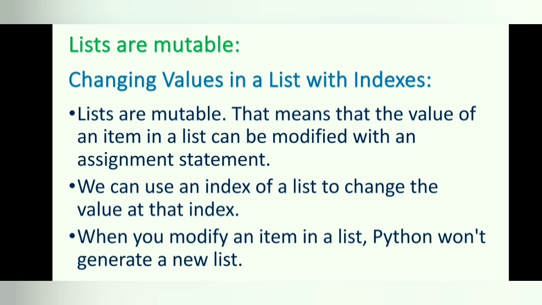Lists are mutable. Changing values in a list with indexes. Lists are mutable. That means that the value of an item in a list can be modified with an assignment statement. We can use an index of a list to change the value at that index. When you modify an item in a list, Python will not generate a new list. That means it modifies the list value directly by overwriting its former value.